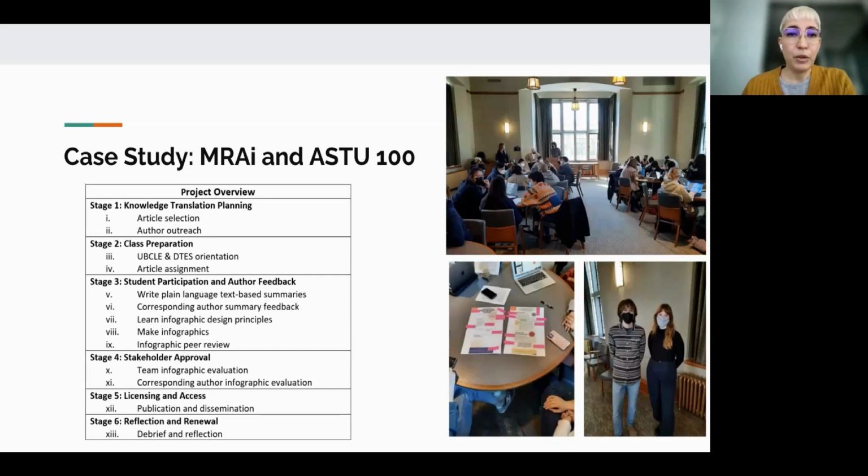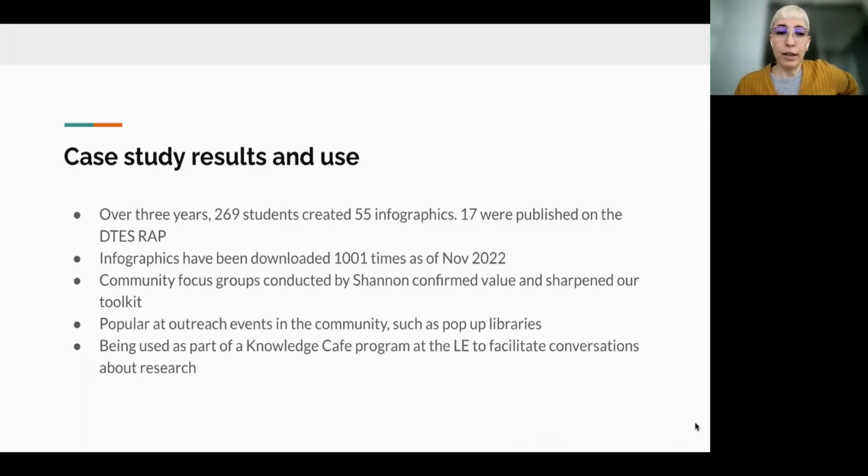And thereafter, stage 5 speaks to the processes involved in licensing the infographics, uploading them to the RAP, and then in stage 6, our team gets together, we debrief the DIA's activities, and we reflect on where our project planning could be improved for the year ahead. All right, back to you, Nick.